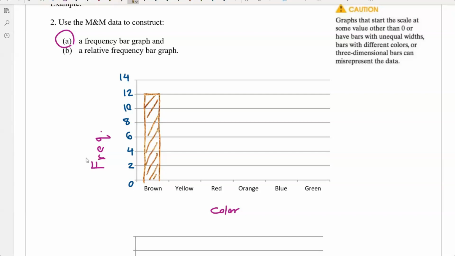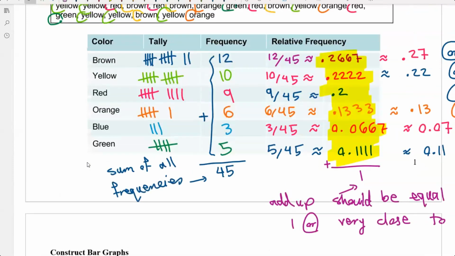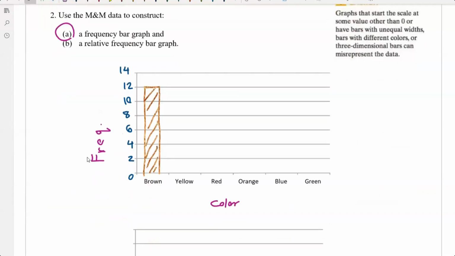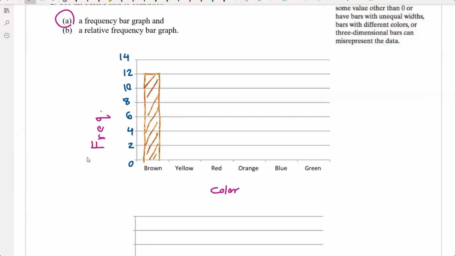Next one. For yellow, we have 10. Frequency is 10. So find 10 on the vertical axis. Next one, red. For red, we have 9.